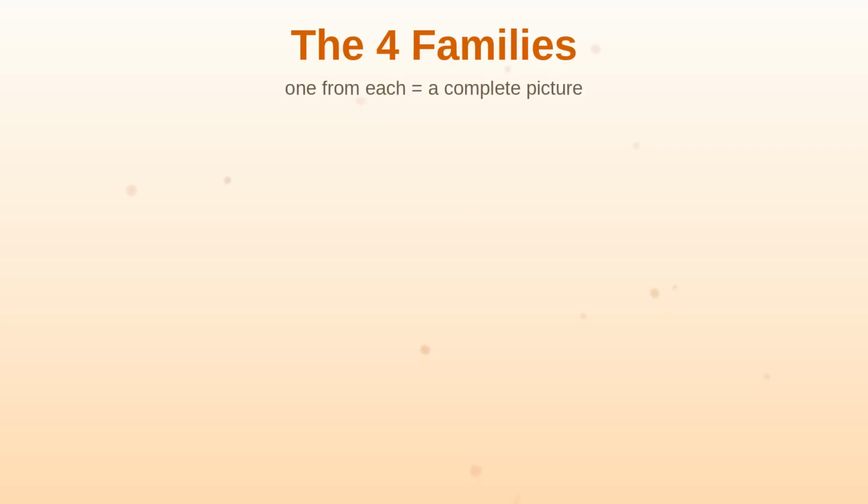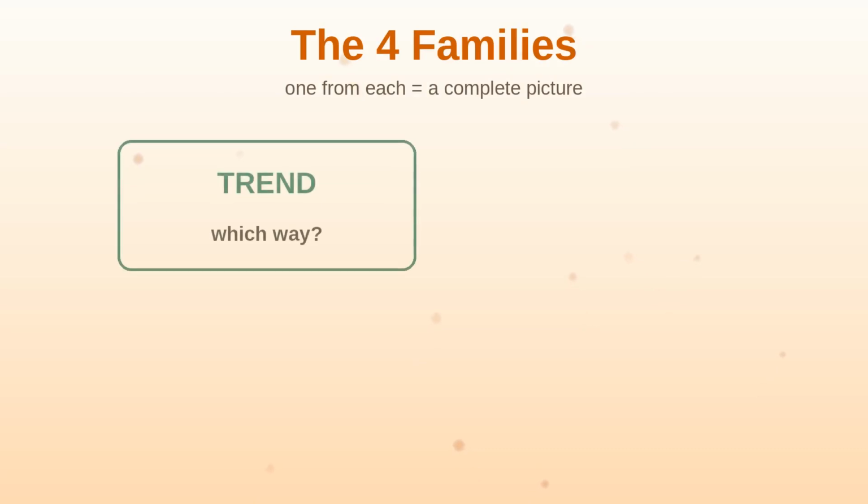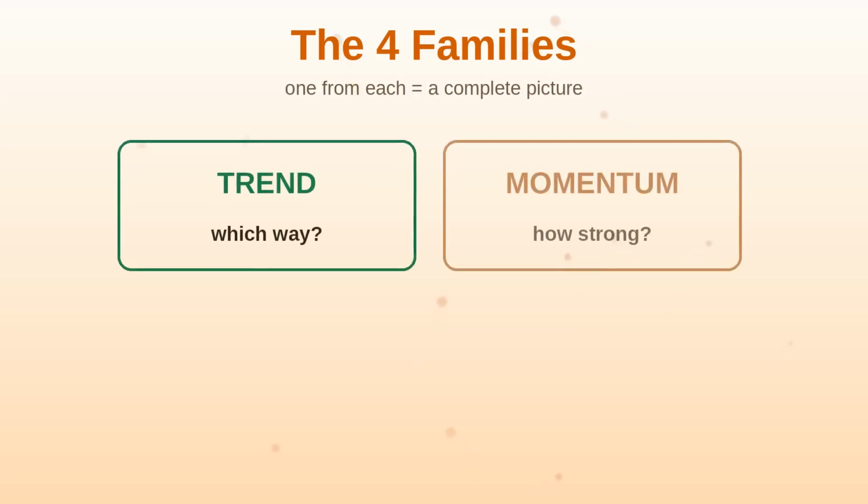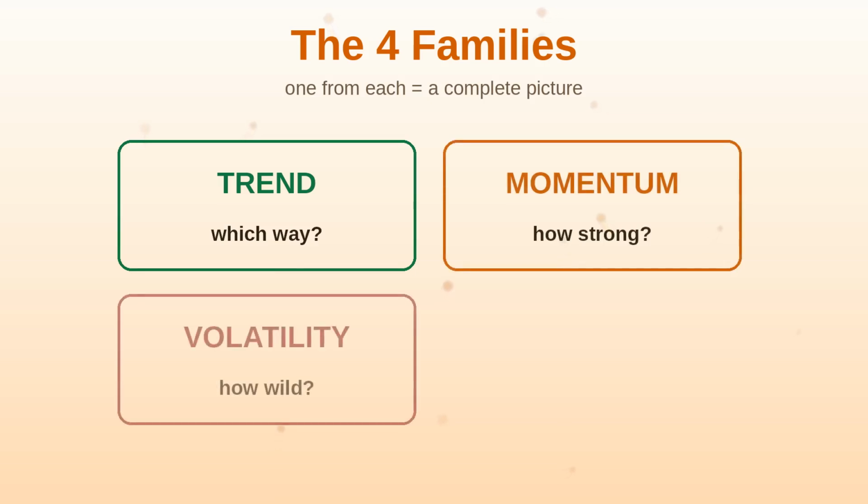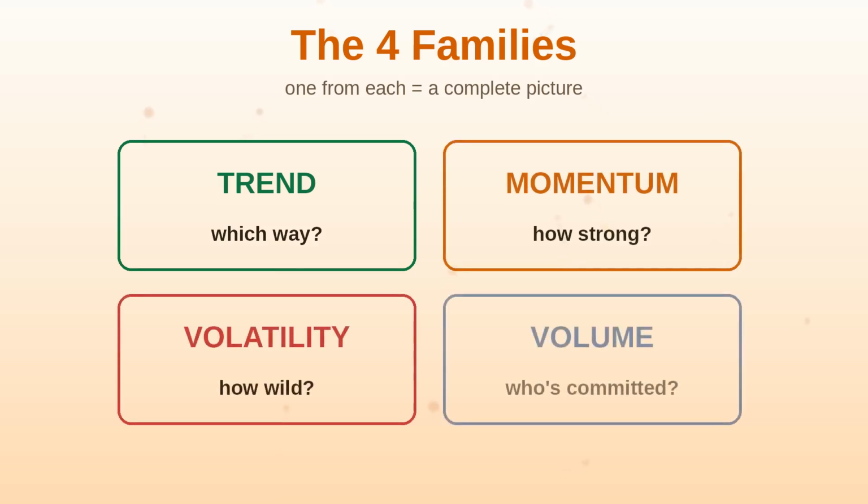Every indicator on Earth belongs to one of 4 families. Trend indicators answer, which way is the market going? Momentum indicators answer, how strong is the move? Volatility indicators answer, how wild is the ride? And volume indicators answer, who's actually committed to this move?